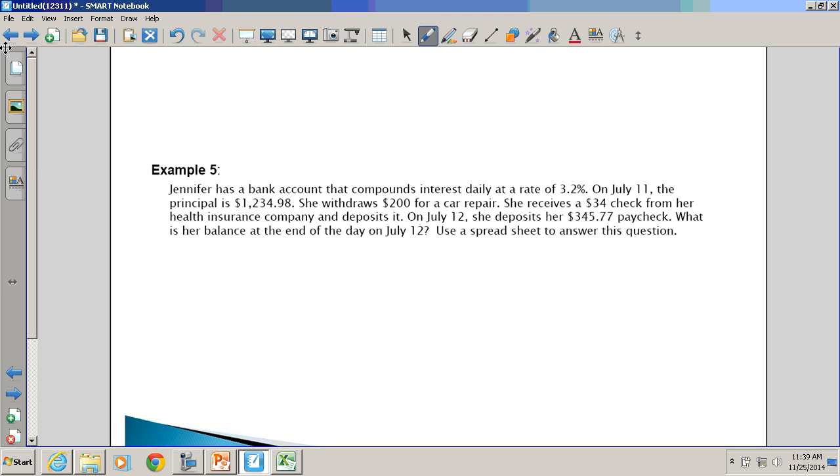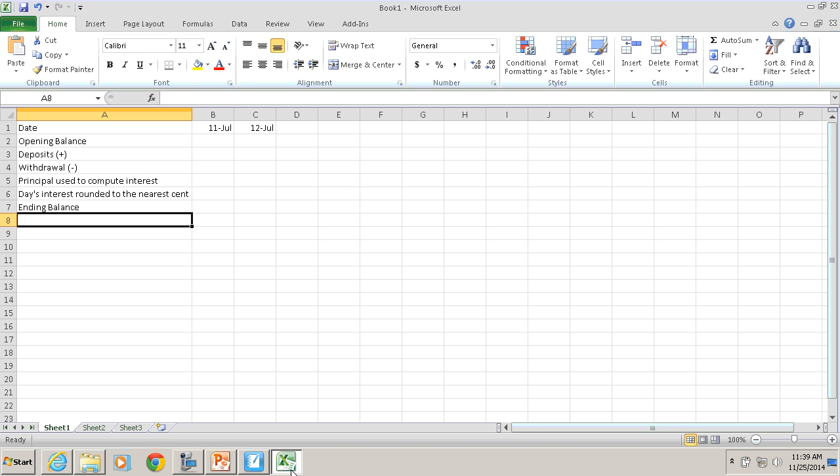All right, so I'm going to try to transfer all this to an Excel file. You're going to have to pause this in between because I'm going to go through this relatively quickly. Here are all the categories that you need. Date, what balance starts at, deposits, withdrawal. This should look familiar because this is very similar to what you get from a bank statement. Okay, the new things that we haven't seen in these last ones: these principal and days interest rounded.